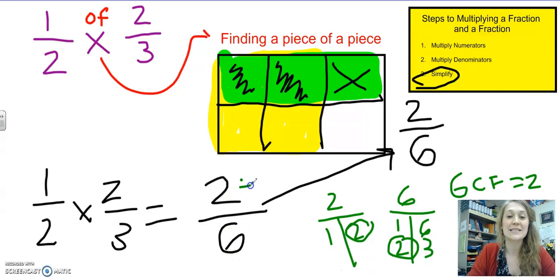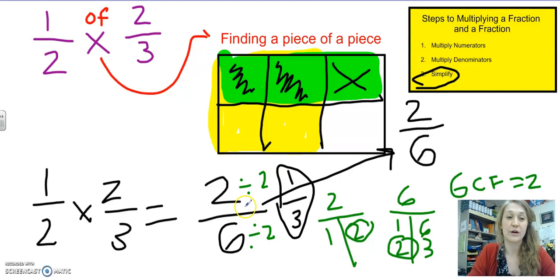So I'm going to use that to simplify my fraction by dividing the numerator and denominator by the GCF. So 2 divided by 2 equals 1. 6 divided by 2 equals 3. And so my final simplified answer is 1/3. 1/2 of 2/3 equals 1/3.